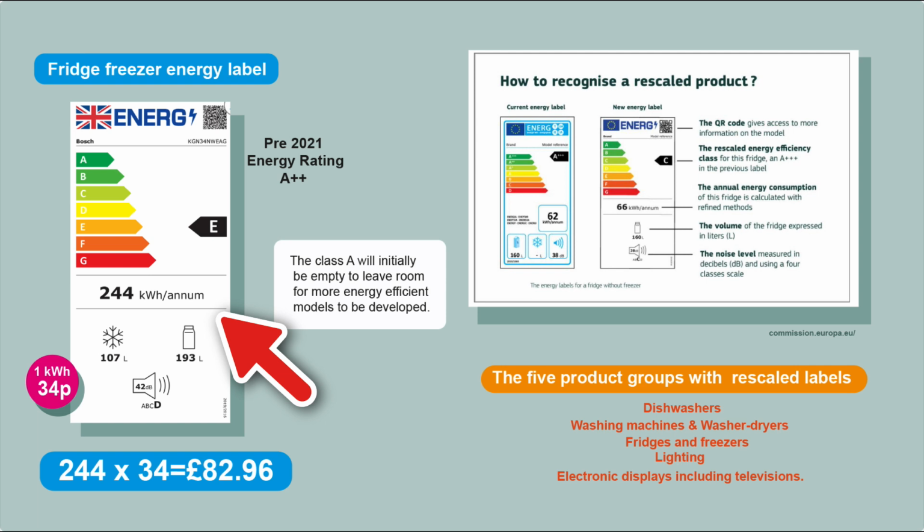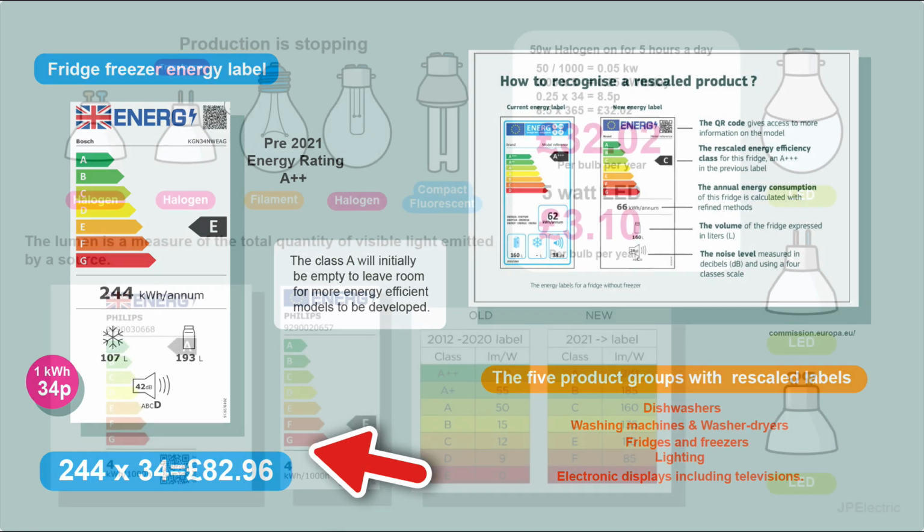And as you can see, this fridge freezer had an A++ rating, but since it's been rescaled, it's down to an E. That doesn't necessarily mean it's not as energy efficient. They're not really giving out any Class A's at the moment. They're leaving those empty because they want companies to develop green equipment, so they're reserving that. This fridge freezer, I reckon, will use 244 kilowatt hours per annum, so there's another 80 odd quid on your electric bill. But everything's so much more efficient than it used to be.